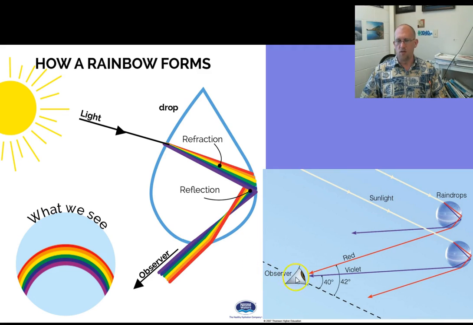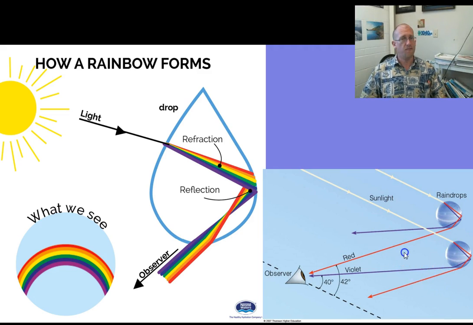Here's that funny anti-solar line, a line from the back of your head to the sun, and we will see red light at 42 degrees from that anti-solar line, and you'll see violet light at 40 degrees from that anti-solar line, and that just helps you imagine what you're actually seeing.